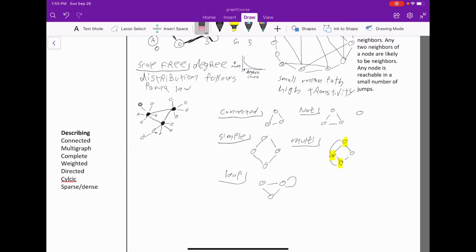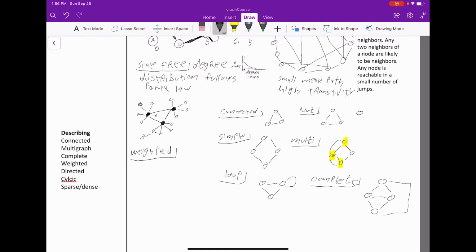A complete graph is a graph where every node is connected to every other node. So we could have a trivial example like this, but if we were to add another node, we'd have to connect it to both of these, as well as to that.